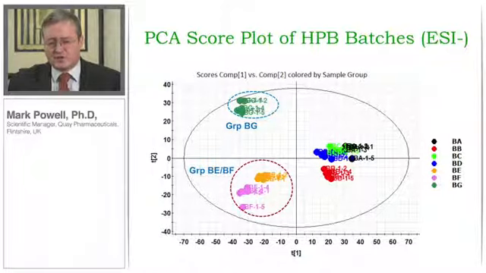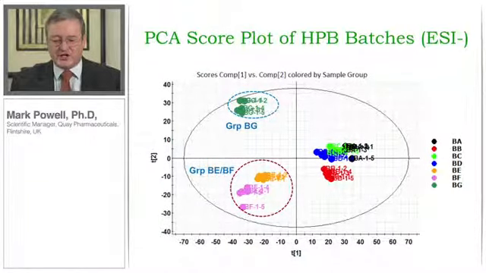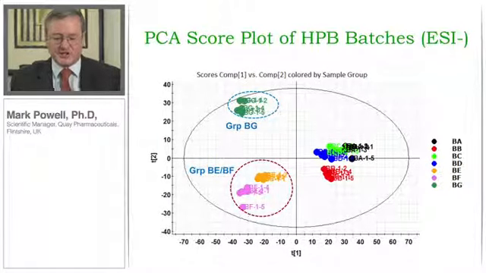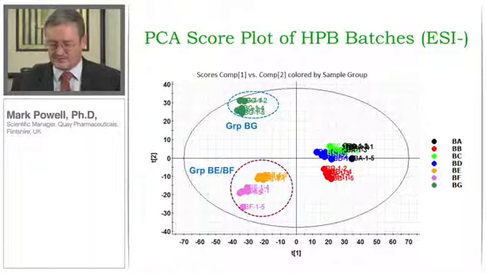So here's a score plot of the different herbal product batches, and you can see that there are 3 principal groups. So batches A, B and C group in the right hand side of the graph. Batch G groups in the top left-hand quadrant, and batches E and F group in the bottom left-hand quadrant.